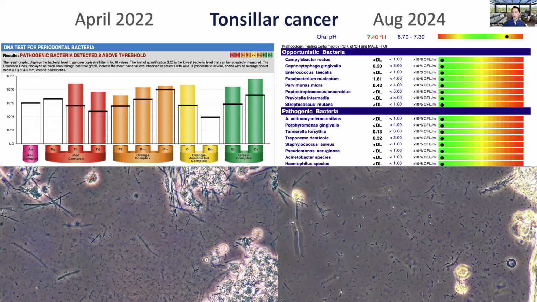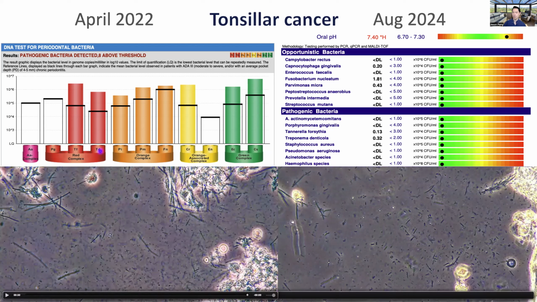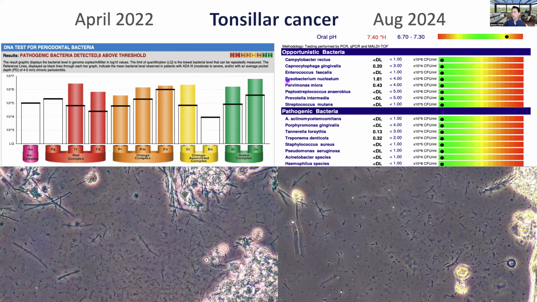So the two red complex over here, TF and TD, you can see that's these two here. So both substantially reduced. The orange complex, Prevotella intermedia, Parvimonas, these ones are all reduced as well. FN is reduced as well. So very, very good feedback on how an improvement to the oral microbiome can really impact the patient's health and hopefully prevent a second round of tonsillar cancer.